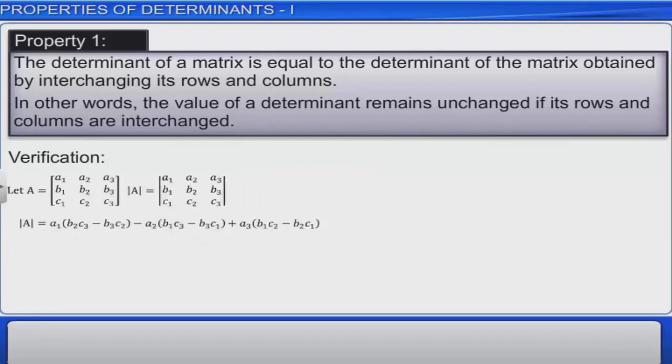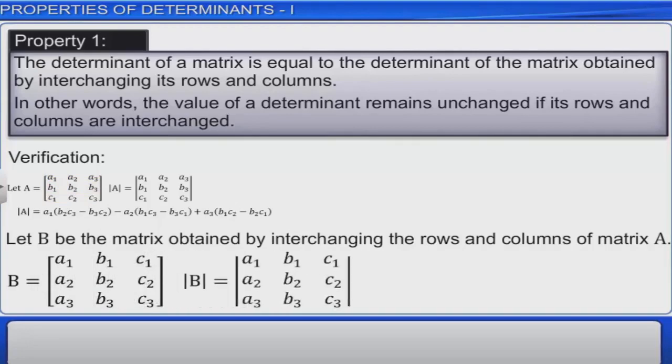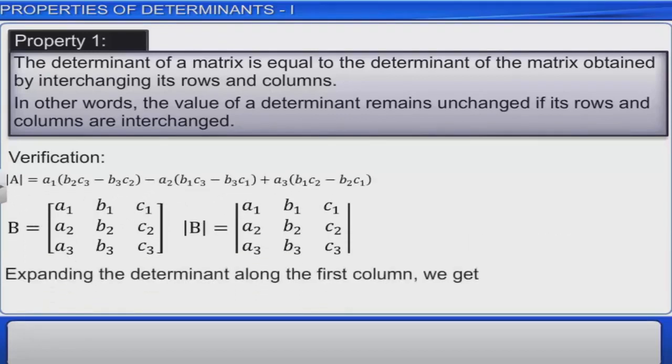Now, let B be the matrix obtained by interchanging the rows and columns of matrix A. To verify the property, we have to show that on expanding determinant B along any row or column, we get the same value as we get on expanding determinant A. So, let's expand determinant B along the first column.